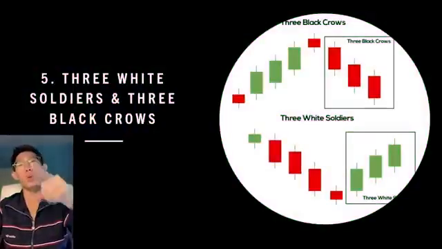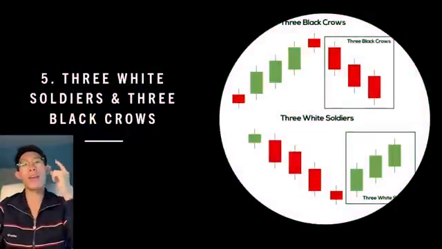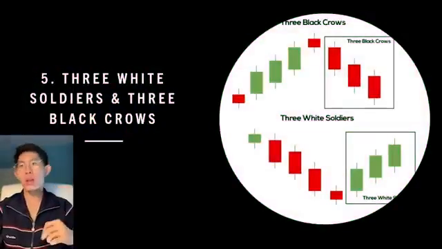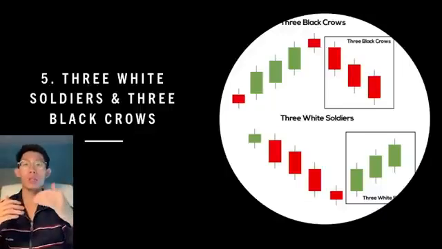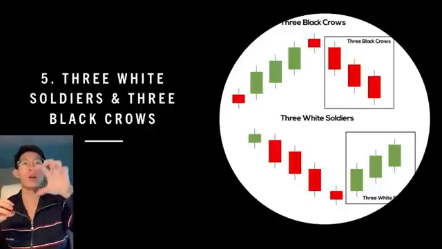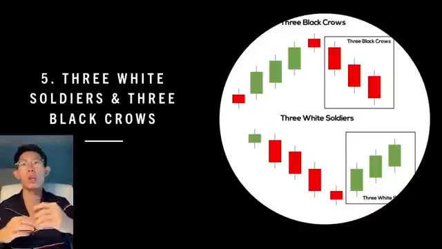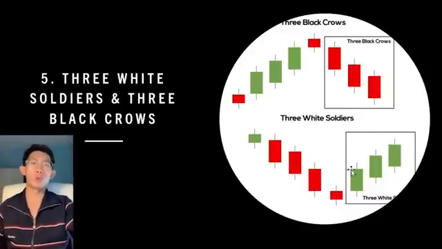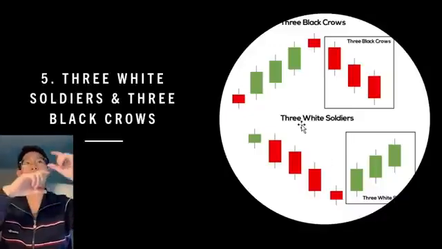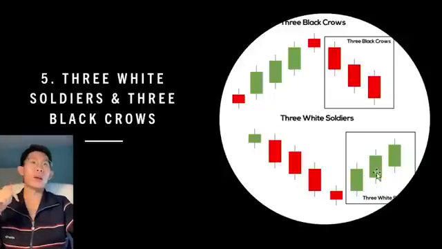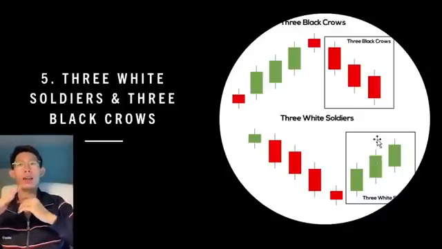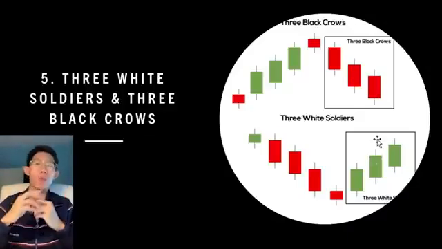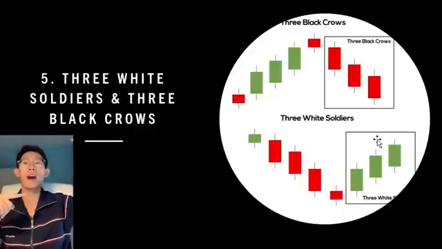Last but not least, we have the three white soldiers and the three black crows. The three white soldiers is a bullish reversal pattern that consists of three consecutive green bodies, each with a higher close. You can see how each one closes at a higher price compared to the previous one. This one closes higher than this one, and this one closes higher than this one. The soldiers are marching upwards as the price climbs higher and higher.